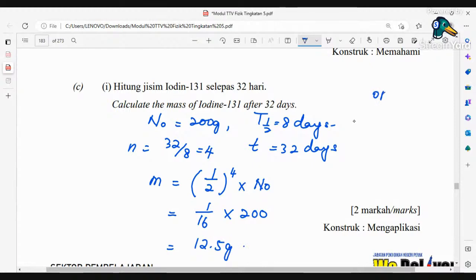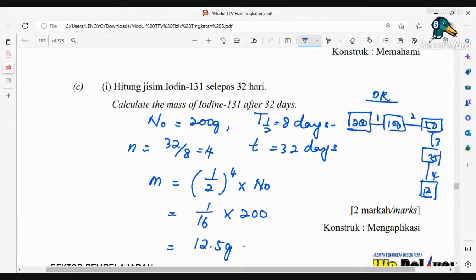Or you can start like this. Okay, 200 become 100, become 50, become 25, become 12.5. So means after 4 half-life, 200 will become 12.5 grams. So the mass of iodine after 32 days is 12.5.